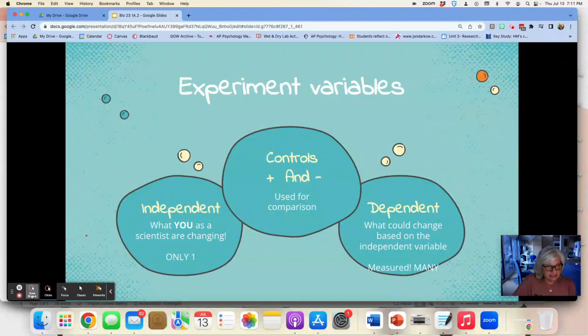So I'm going to get a little pen here. We're on this one right here, independent variable. This is what you as a scientist are changing. So you think that this variable specifically is going to be the thing that causes an effect or has a correlation, and we'll talk about those in a minute.